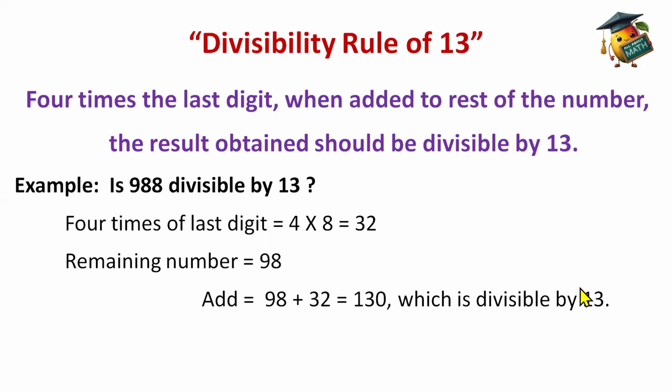130 comes in the table of 13. Yes, 13 tens are 130. So it is divisible by 13. Therefore, 988 is divisible by 13. So this way you have done the divisibility rule of 13 as well. It's easy. 4 times the last digit, then add to the rest of the number. And if it is coming in the table of 13, then obviously this number is divisible by 13.